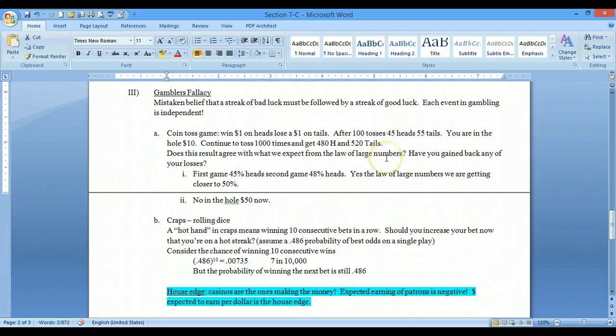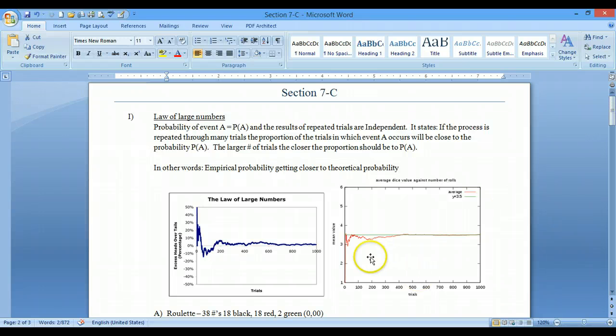The gambler's fallacy. There is a mistaken belief that a streak of bad luck must be followed by a streak of good luck. And it kind of makes sense. A lot of people look at the law of large numbers thinking that the empirical is going to get closer and closer to the theoretical, and therefore it has to balance out. But not necessarily. In fact, let's go up to this one.